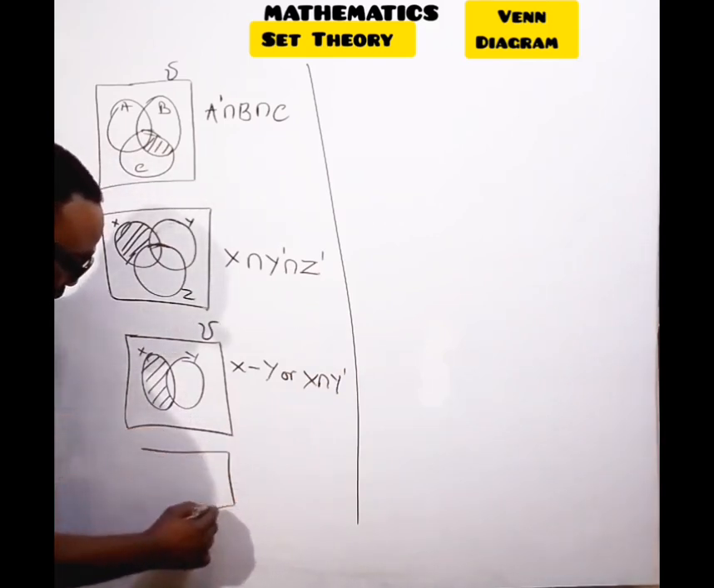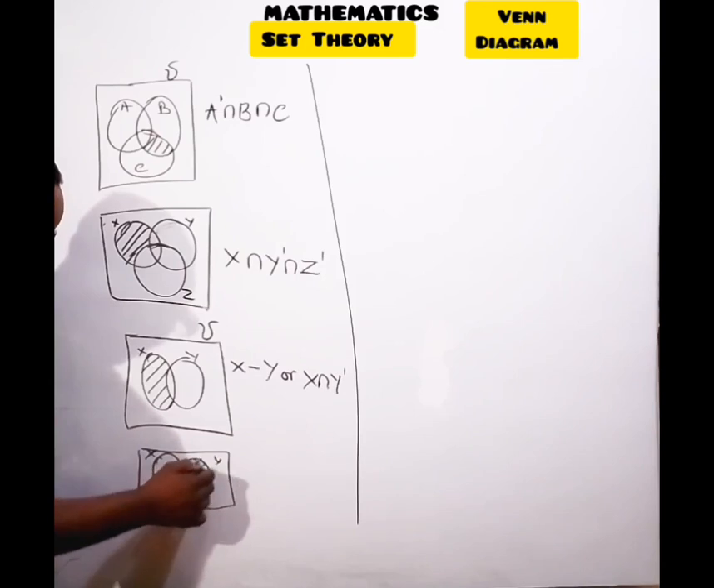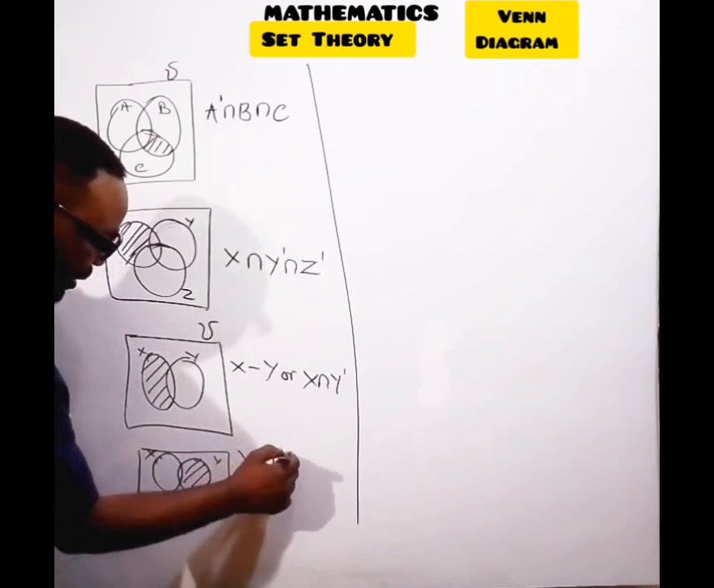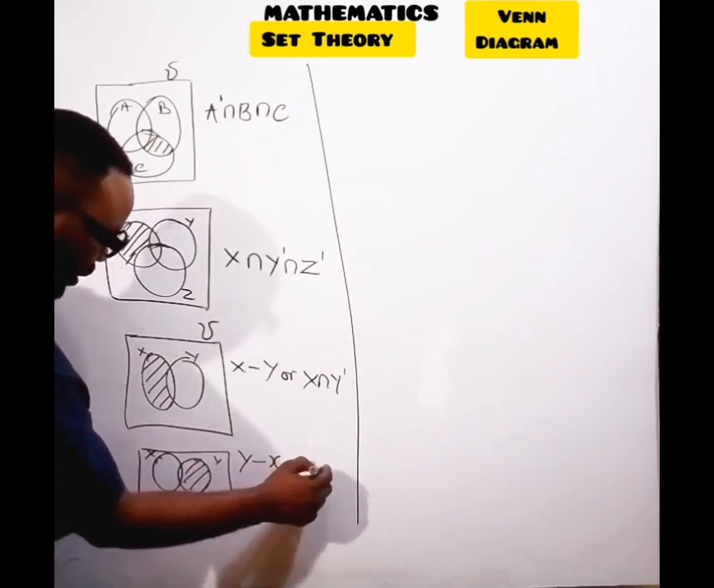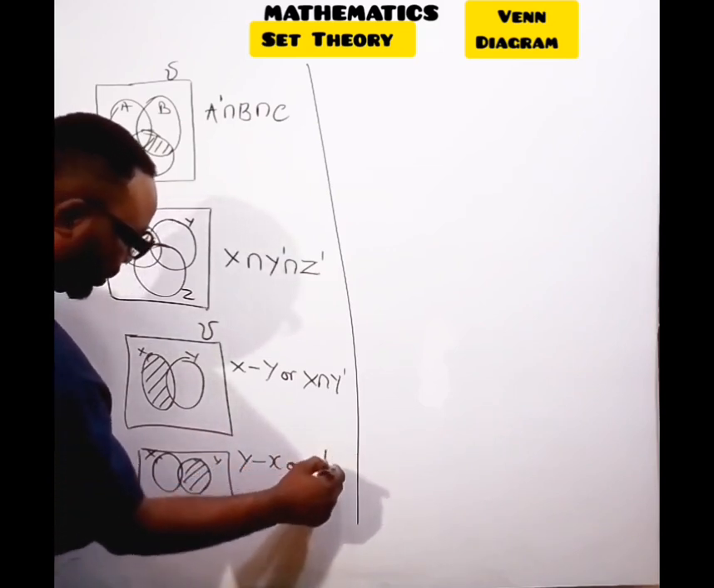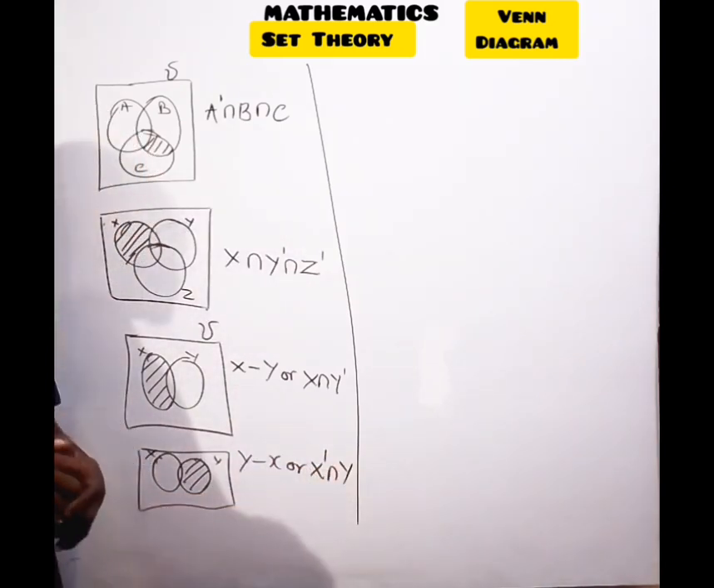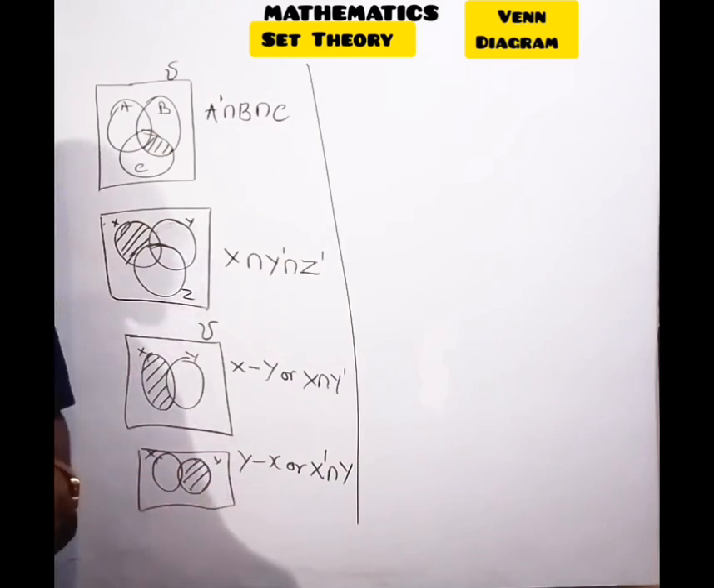If you have it in this way as well, this is X, this is Y. You have only this Y region here. This is going to be Y minus X, which is also equal to X complement intersection Y. So take note of it as well.